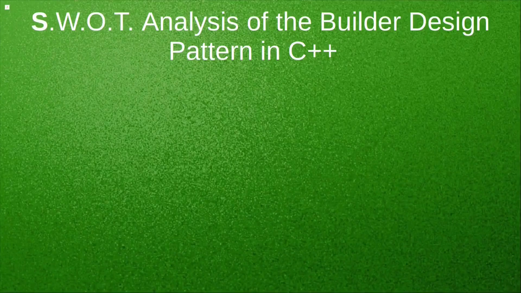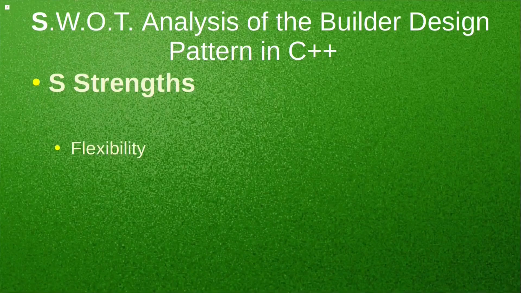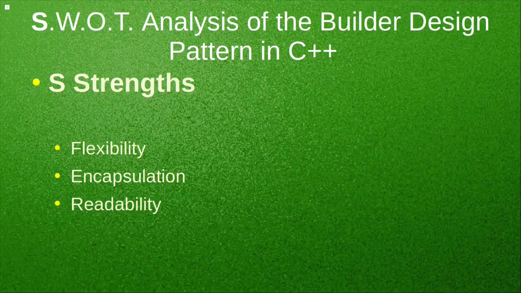SWOT analysis of the builder design pattern in C++. S. Strength. Flexibility simplifies object construction by allowing the same code to create very complex representations. Encapsulation centralizes construction logic, minimizing changes in client code and reducing duplication in C++. Readability. Improves code readability by breaking down object creation into manageable sequential steps.